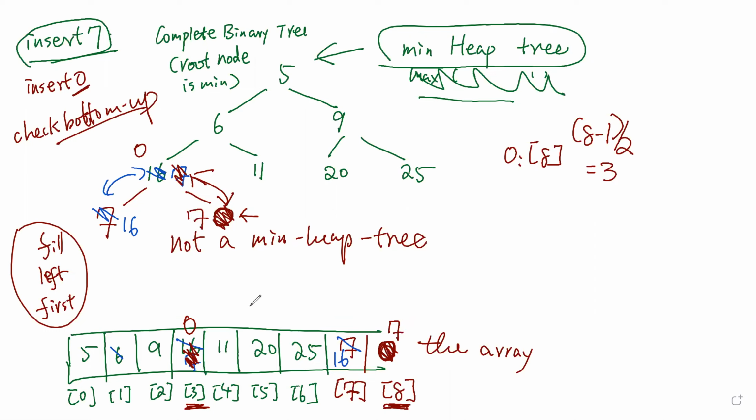And then you need to keep doing this. You need to check with its parent. Who is its parent? 6. You find it's still not working. So you move 0 here and 6 here. Regarding the array, you just swap those two items. And then what?